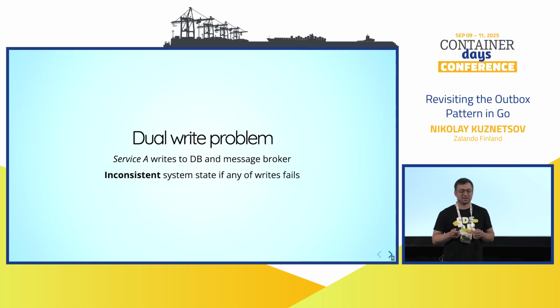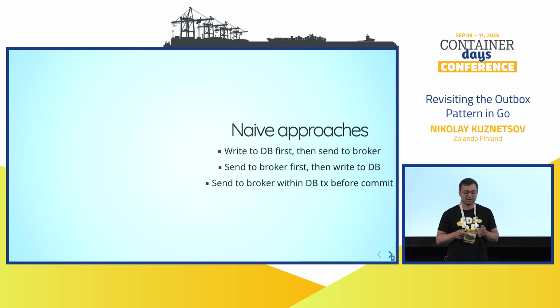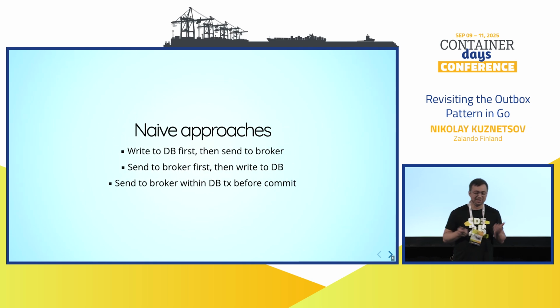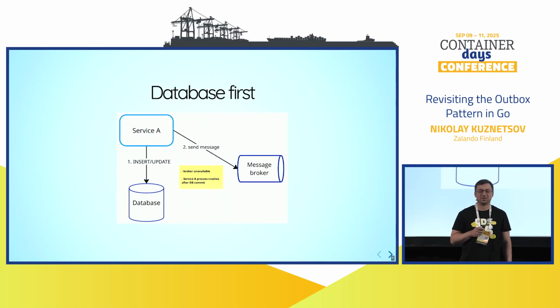And the problem is if we have this kind of requirement that the write has to happen to 2 systems in a kind of atomic way, or not happen at all. If only one write happens, then that's the problem, and the system becomes inconsistent. So that's the dual-write problem, and how can we solve that in general and in Go in particular? I will present 3 naive approaches, and none of them actually work at first. Let's start with the first one.